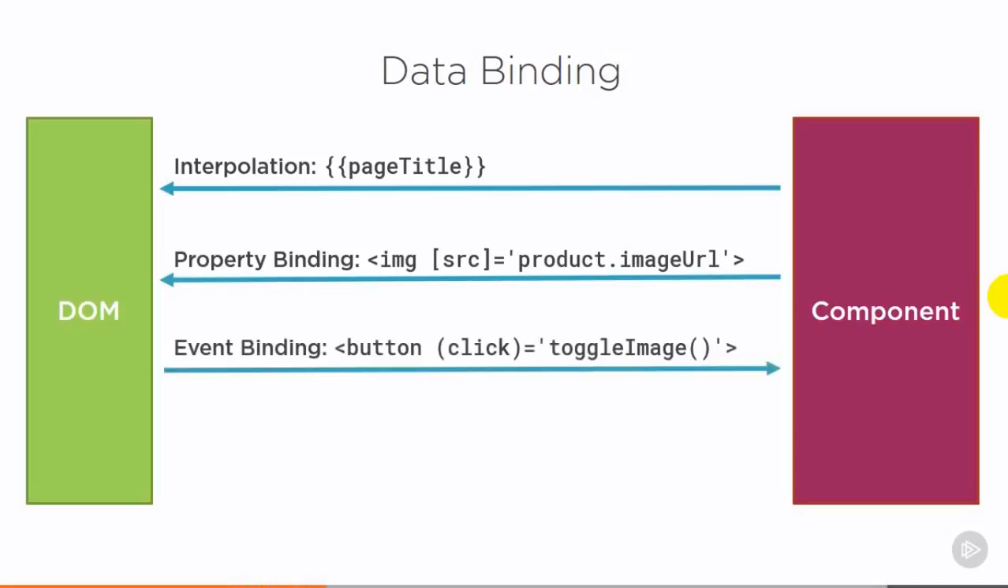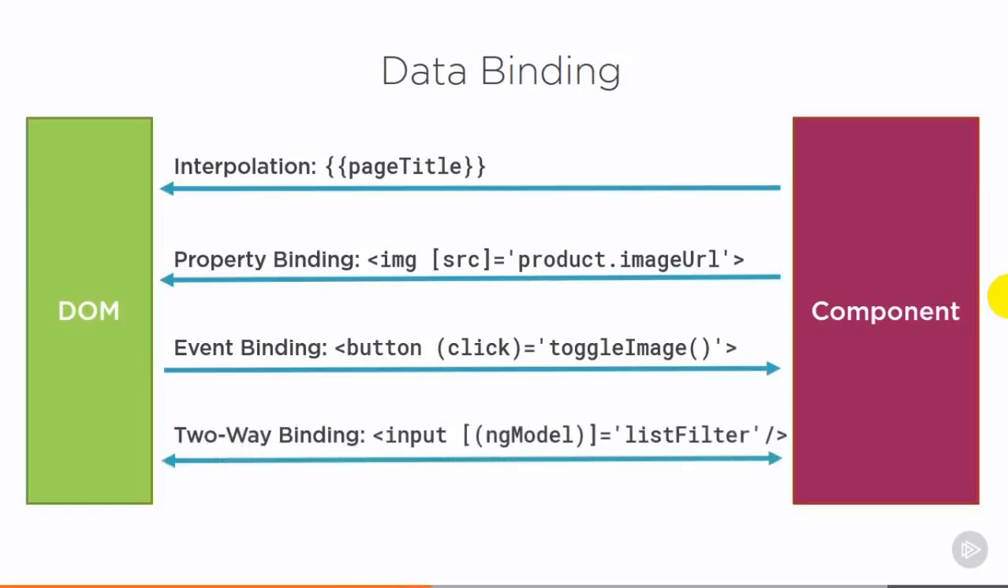Event binding listens for events and executes a template statement when the event occurs. The target event specifies an event name and must be enclosed in parentheses. The template statement often defines the name of the method to call when the event occurs and must be enclosed in quotes. Two-way binding displays a component class property and updates the property when the user makes a change. Use the banana-in-a-box syntax with the ngModel directive. The binding source specifies a template expression and must be enclosed in quotes.